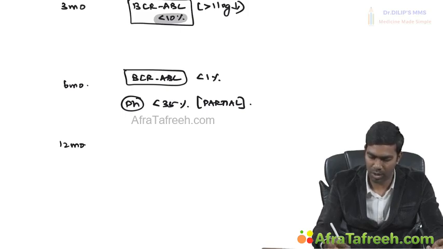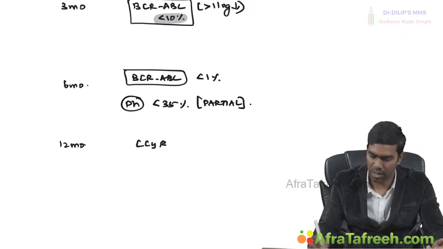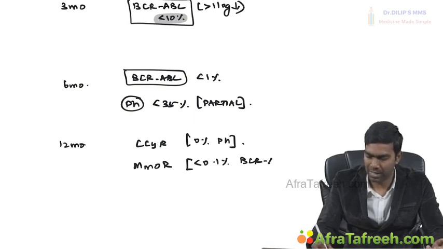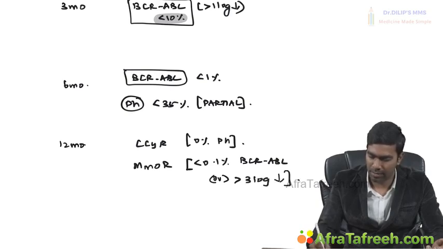At 12 months, you have to achieve a complete cytogenetic response, which means there should be 0% Philadelphia chromosome, completely absent, and you have to achieve at least a major molecular response by 12 months. Major molecular response means at least less than 0.1% of BCR-ABL transcripts, or as I told you, at least more than 3 log reduction from the baseline. So it can be very simple.